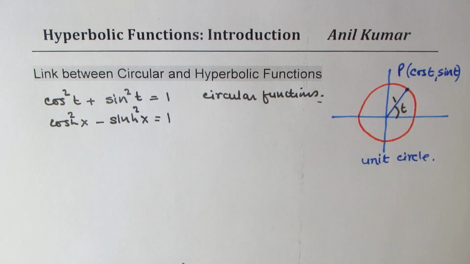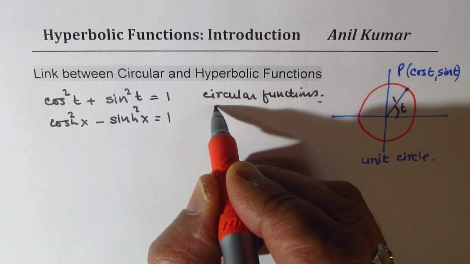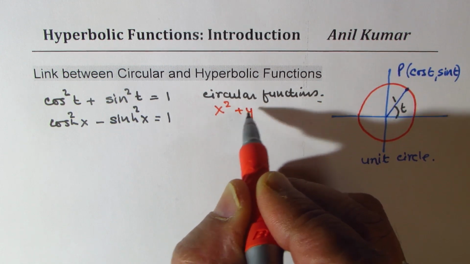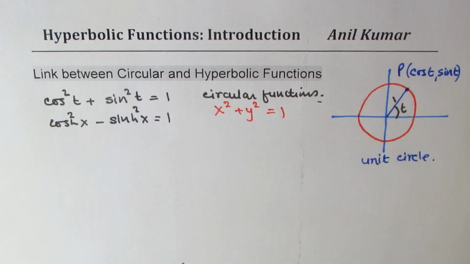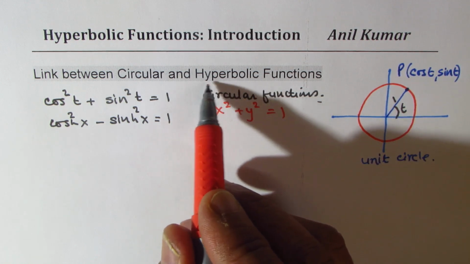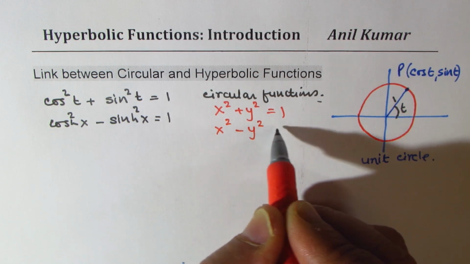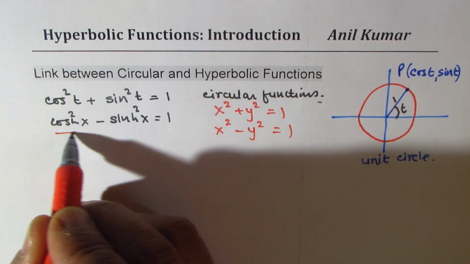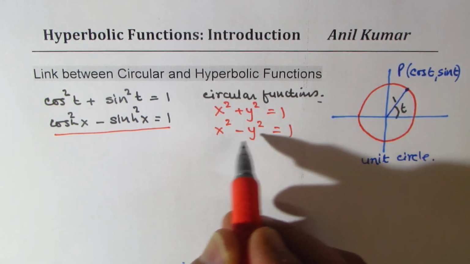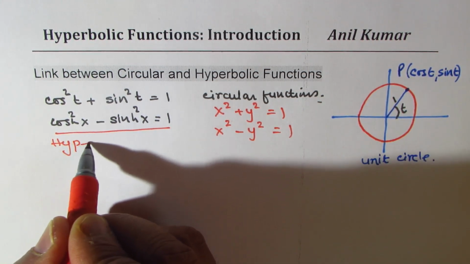Now if you correlate, what is the equation of a circle? The equation of a circle is x square plus y square equals 1, right? And what is the equation for the hyperbolic function? It is x square minus y square equals 1. So that relates. Do you see that? So that gives the name hyperbolic function.